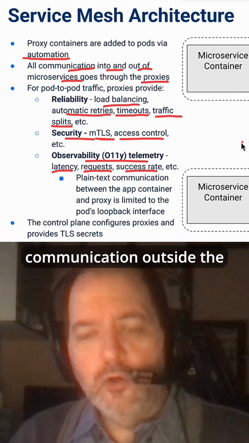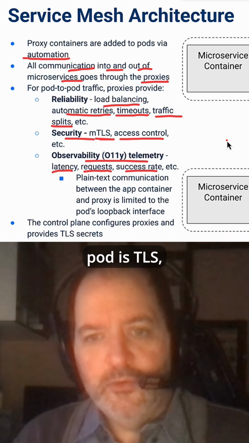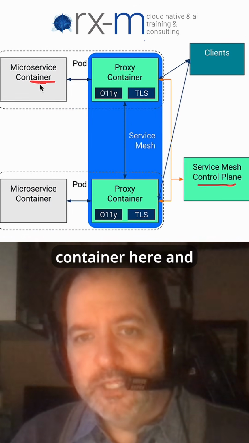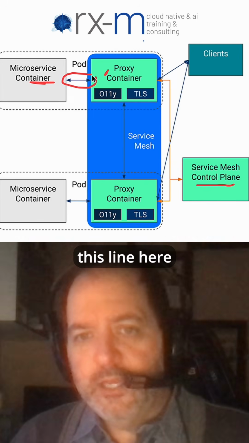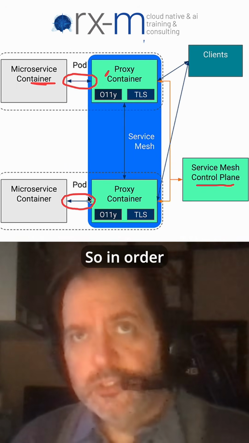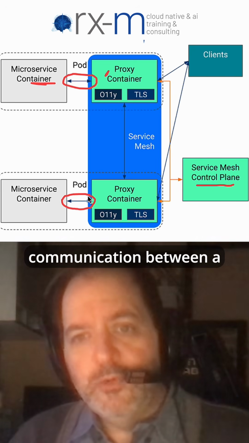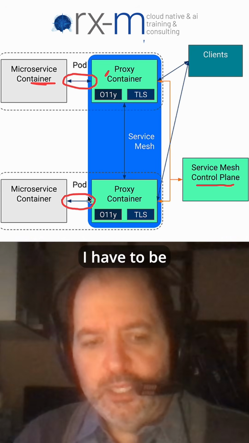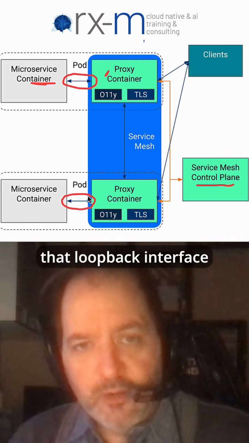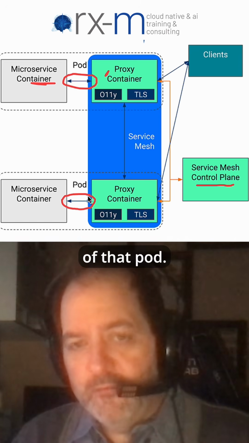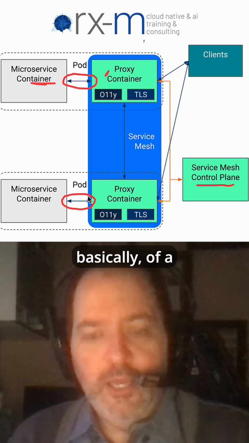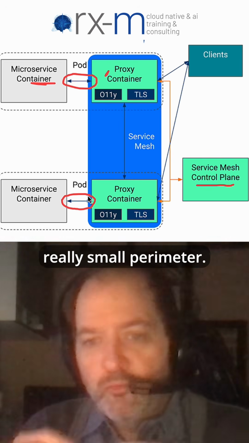And now all communication outside the pod is TLS. And the only plain text communication is between the microservice container here and the proxy container, this line here and this line here. And that's typically done over the loopback interface. So in order to see plain text communication between a proxy and its microservice container, I have to be inside the network namespace of a given pod, because that loopback interface is only inside that network namespace, right, of that pod. And I have to be on the node, right, or in the kernel, basically, of a node in my Kubernetes cluster. So it's a really small perimeter.